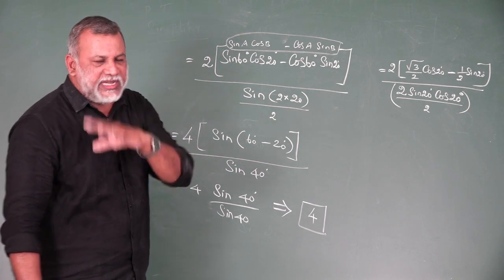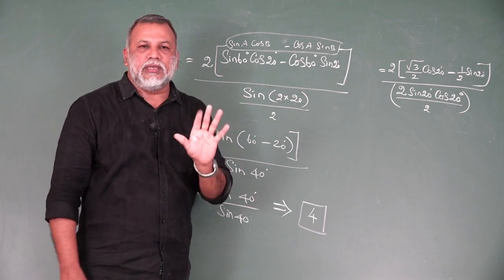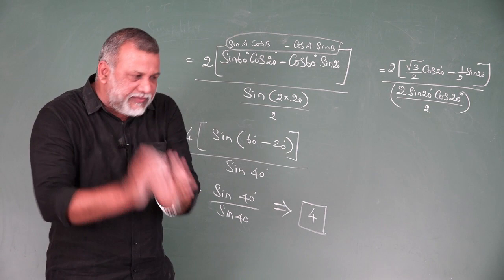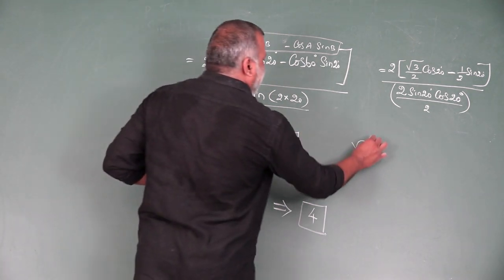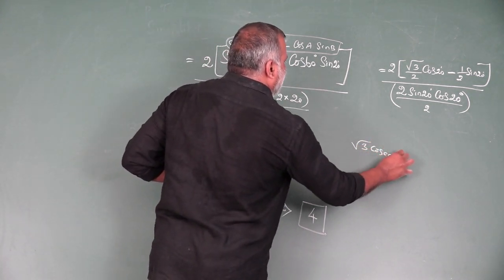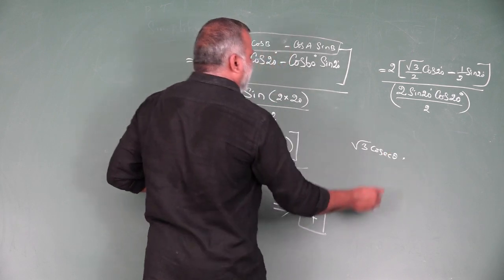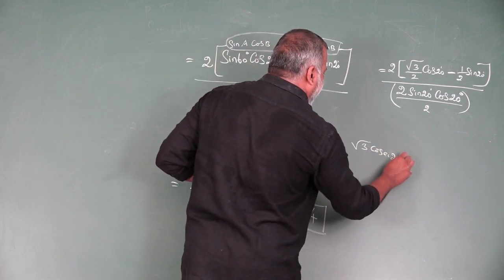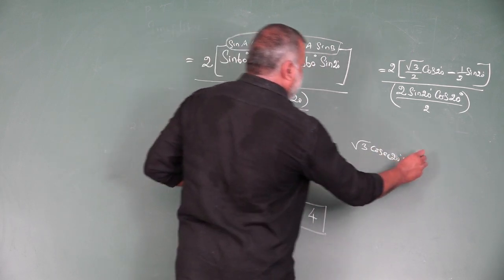So see the given data. What is the given data? Root 3 cosecant, that is the given. Given is root 3 cosecant theta, which is nothing but 20 here, minus secant 20.